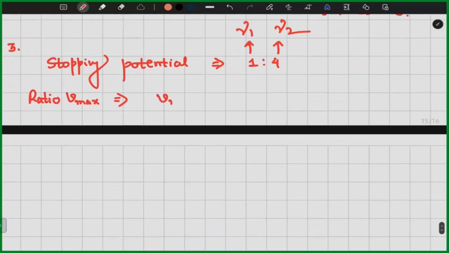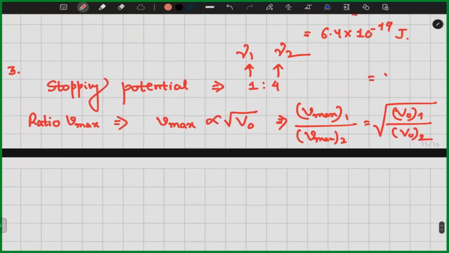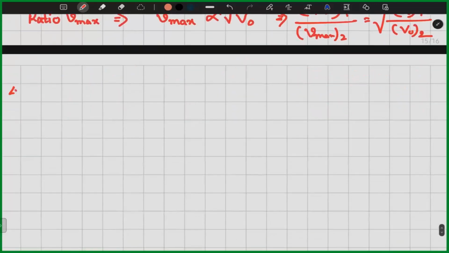So easily we can write that Vmax is proportional to root over V0, and the stopping potential ratio is given. So we can write Vmax 1 divided by Vmax 2 is equal to root over V0 1 divided by V0 2. So what would be V0 1 by V0 2? It is given as 1/4. So it will be 1/2. That means the ratio will be 1:2.